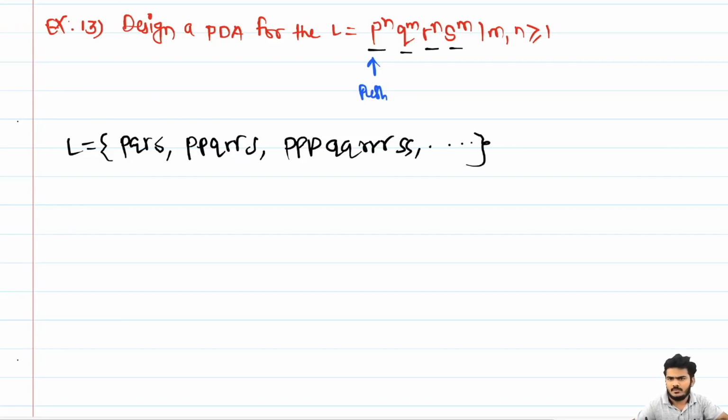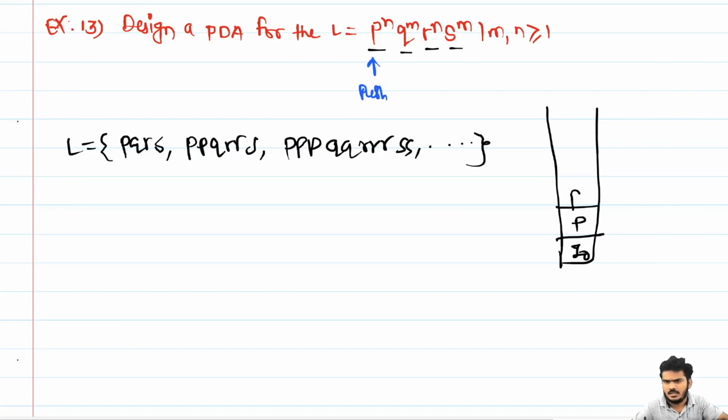But when we come to designing the PDA, we have the stack and the top of the stack is Z0. If we push P into the stack and we come across Q, suppose we have pushed Q also into the stack, then the top of the stack becomes Q and the input is R. So we cannot pop P with respect to R, because the top of the stack is Q and the input is R. So we will not be able to match this R with this P.